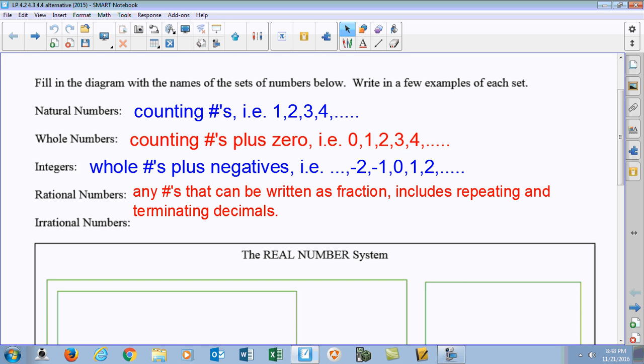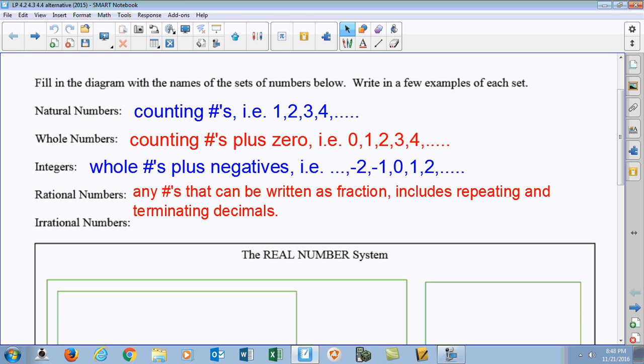1/2 is 0.5. That's a terminating decimal. That's a rational number. Decimals that stop, or repeating decimals like 1/3, 0.3 repeating. That's a repeating decimal. So all those numbers up above, integers, whole numbers, natural numbers, all fall into the big subset of rational numbers. By themselves are irrational numbers.